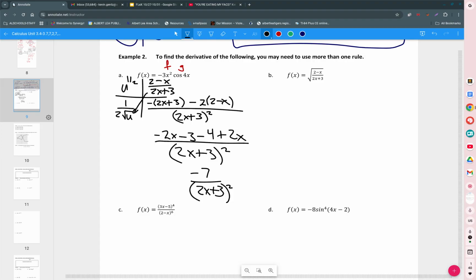You just got to be careful. Try not to do too many things at once. Watch how this is going to happen. 1 over, the 2 is a 2 over 1. So I'm going to write it as 2 over 1 times the square root of 2 minus x over the square root of 2x plus 3. I simply took the square root of the top and the bottom. Now I multiply that by -7 over (2x plus 3) quantity squared.